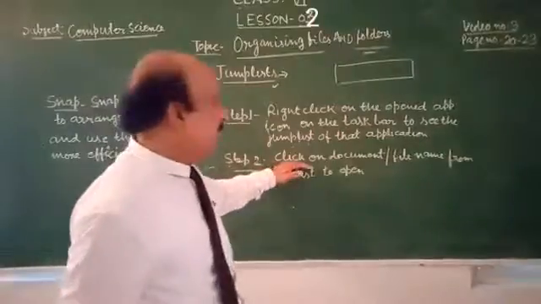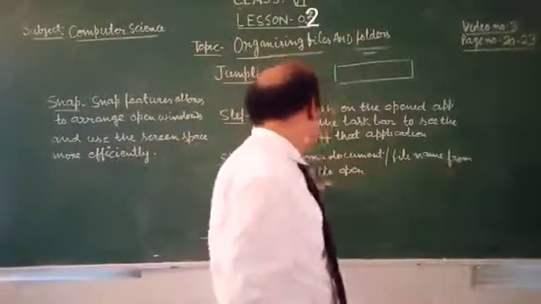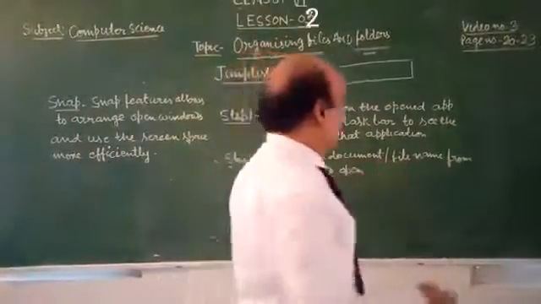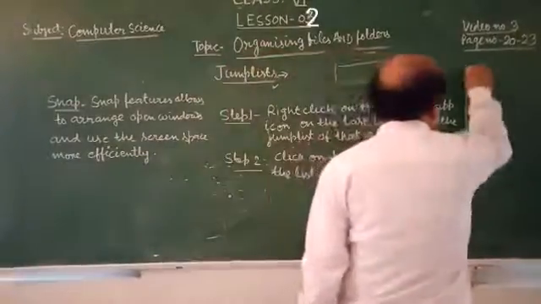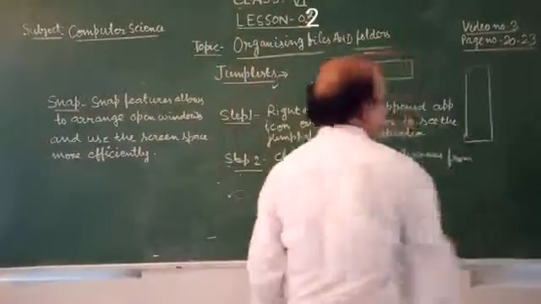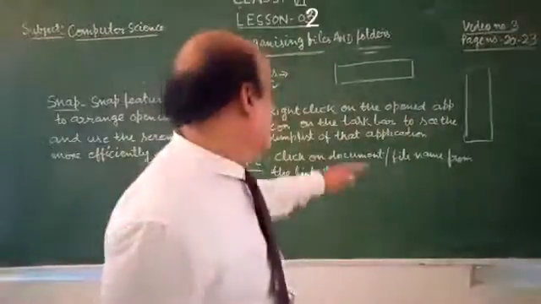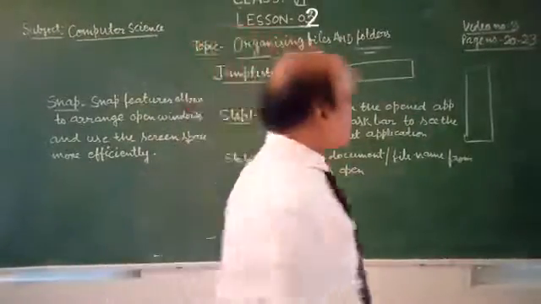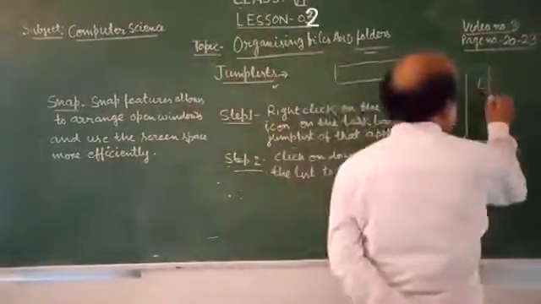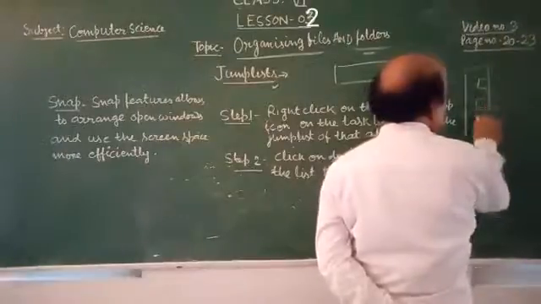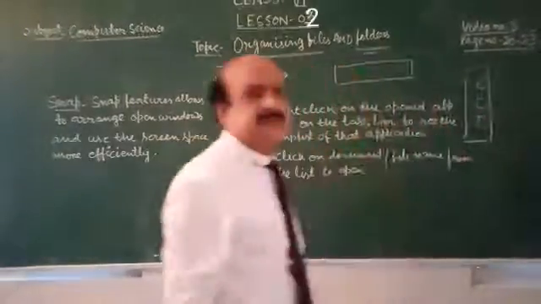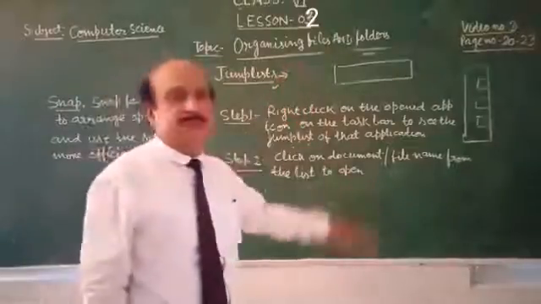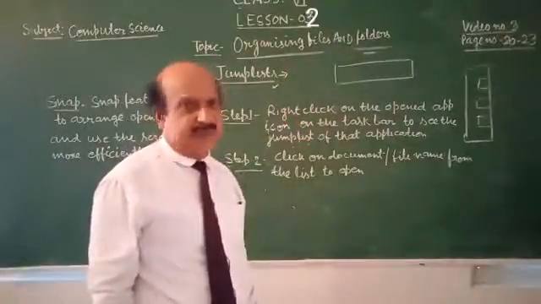Step 2. Click on the document file name from the list of open items. So an option will display here. And from this option, if you want to select any document, you can select. If a file name, you can select. If a folder name, you can select. So this is the use of the jump list.